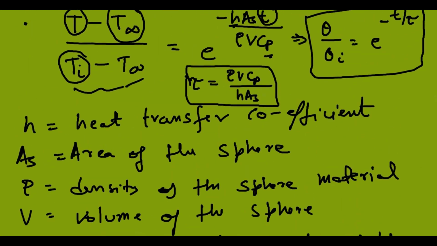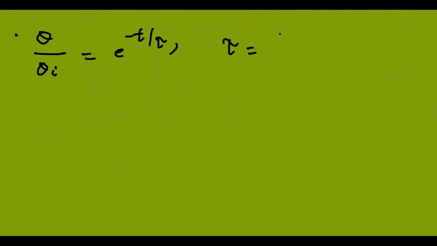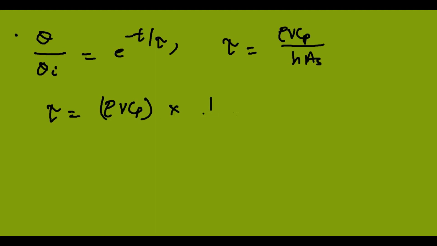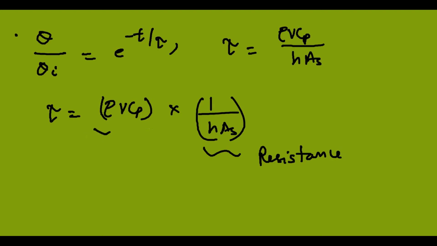Rho V Cp by h As. This is another way of writing this. So this tau can be divided into two parts, rho V Cp into 1 by h As. So both of these have a significance. This is the resistance, and this is the capacitance. So what is this resistance?